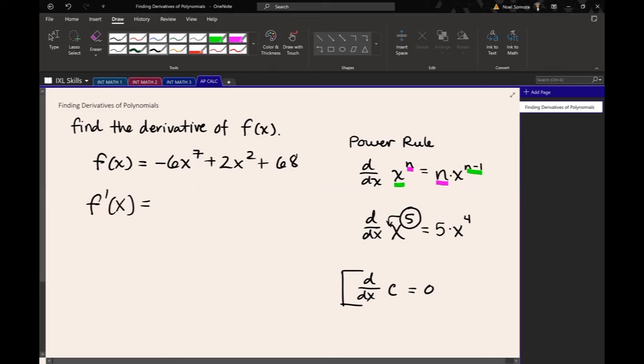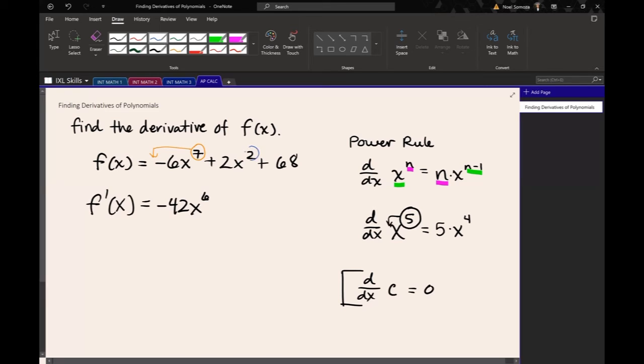So if we want f prime of x, we can start with that first term, which has a power of 7. That means that's going to be what I multiply to my existing coefficient of -6. That's going to give us negative 42x. And then from 7, we subtract 1, so that gives us x to the 6th power.